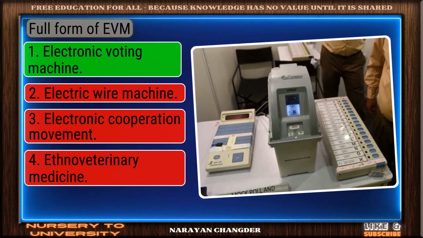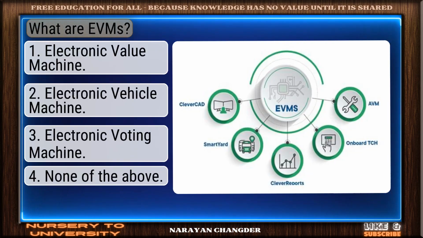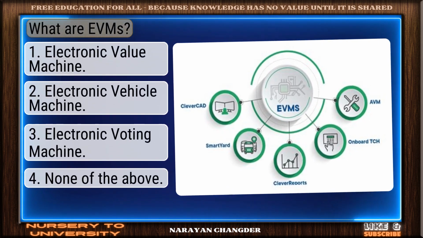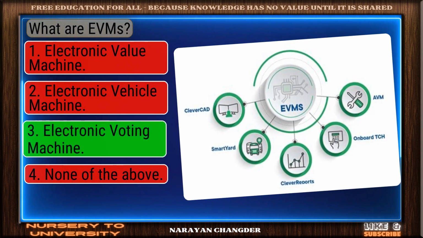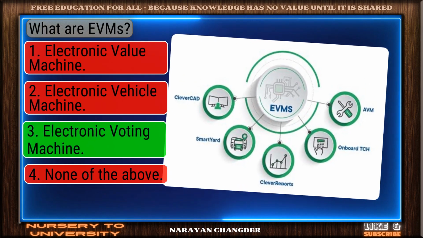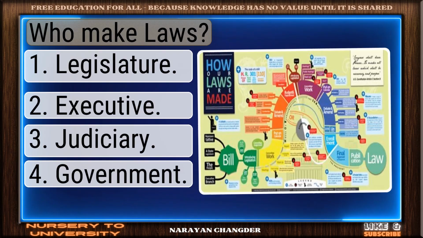Great job. Electronic voting machine is the accurate answer. Question number 215. What are EVMs? Smart move. Electronic voting machine is an accurate answer. Question number 216. Who makes laws?